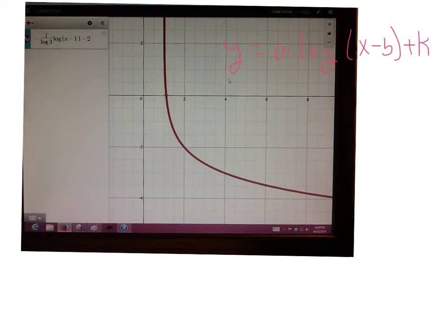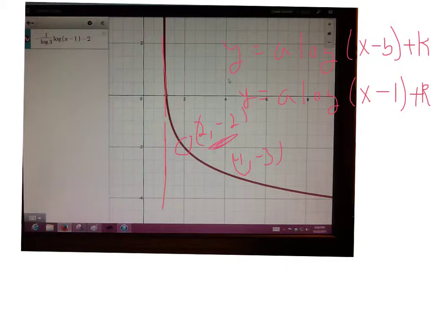Alright, so I'm seeing this equation goes through 2, negative 2, and it's looking like it goes through 4 and negative 3. I see the vertical asymptote is at, what is that, x equals 1? Right. So I know I'm going to write a log of x minus 1 plus some number k equals y.